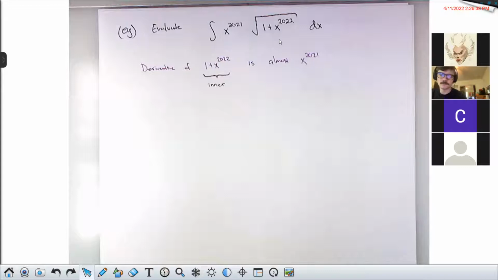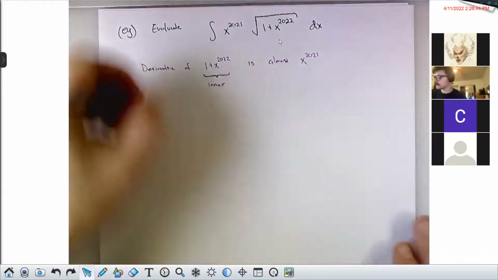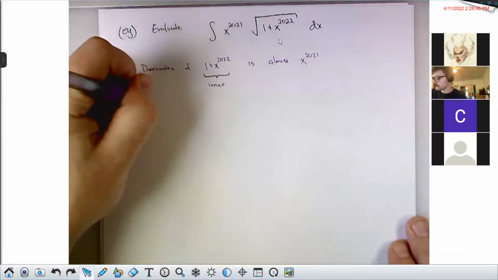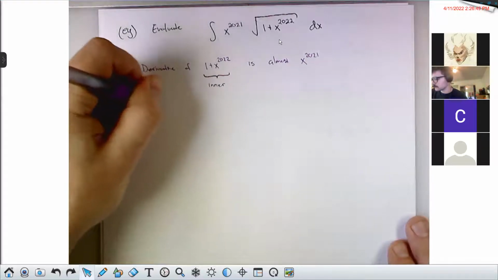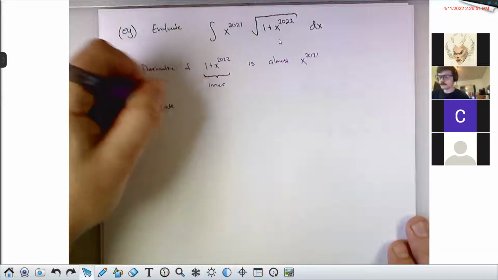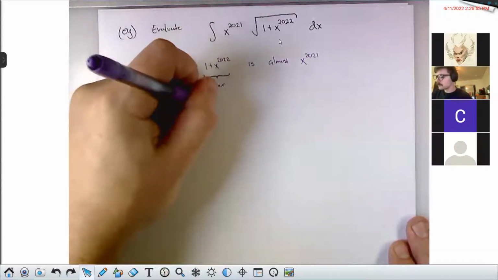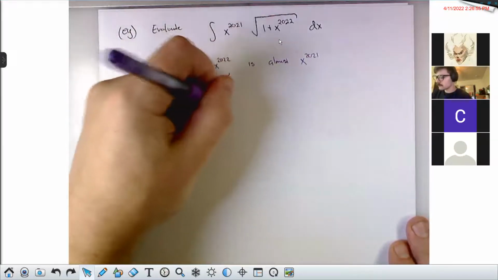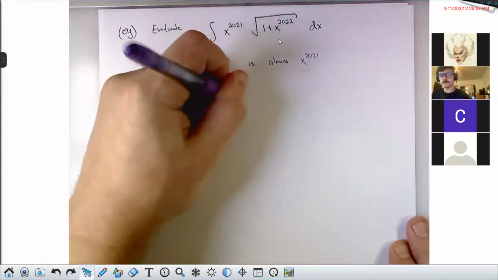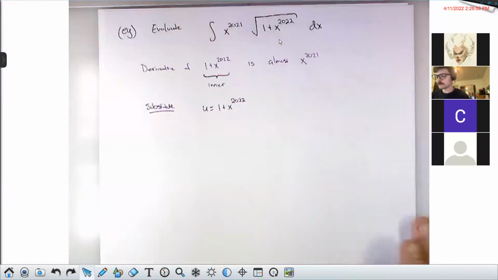There's nothing wrong with guessing, especially in this setting. So we're going to substitute u equals 1 plus x to the 2022. Substitute for the inner function.